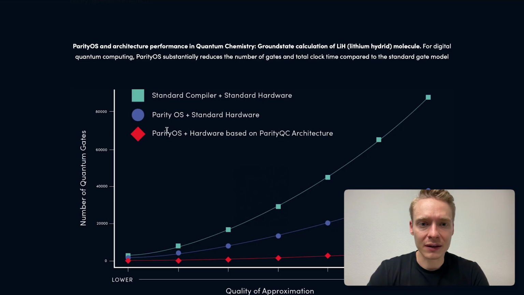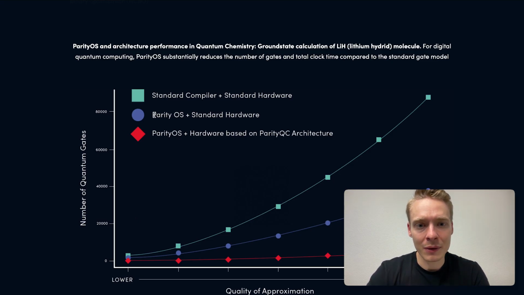And for this, now we have these different lines here. So we see the standard compiler and standard hardware, which kind of scales, I don't know, maybe it's quadratic, maybe it's exponential, but you can see it rises up quite quickly. As you go up in the quality, actually the gates, they're going up quite quickly.